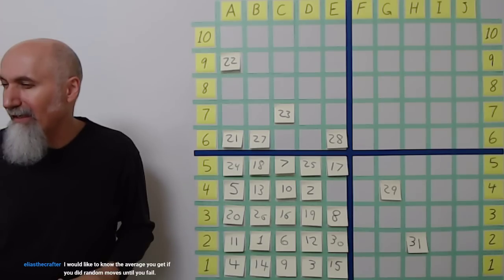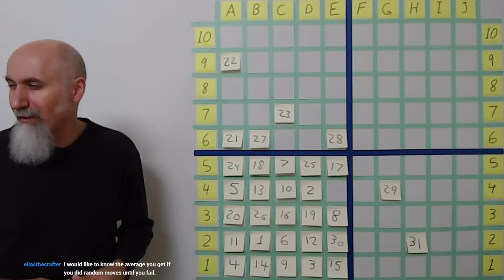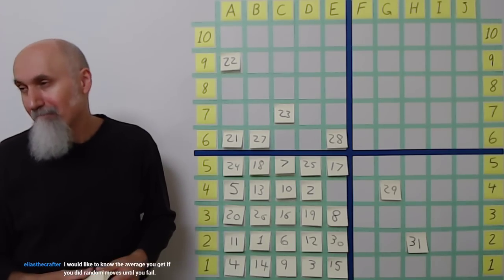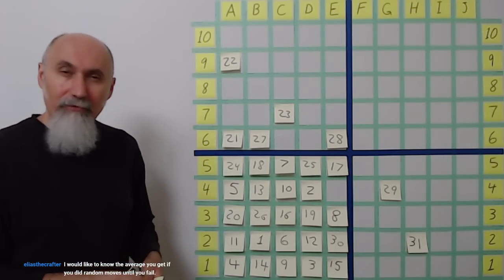I would like to know the average you get if you did random moves until you fail. You could write an algorithm for that.